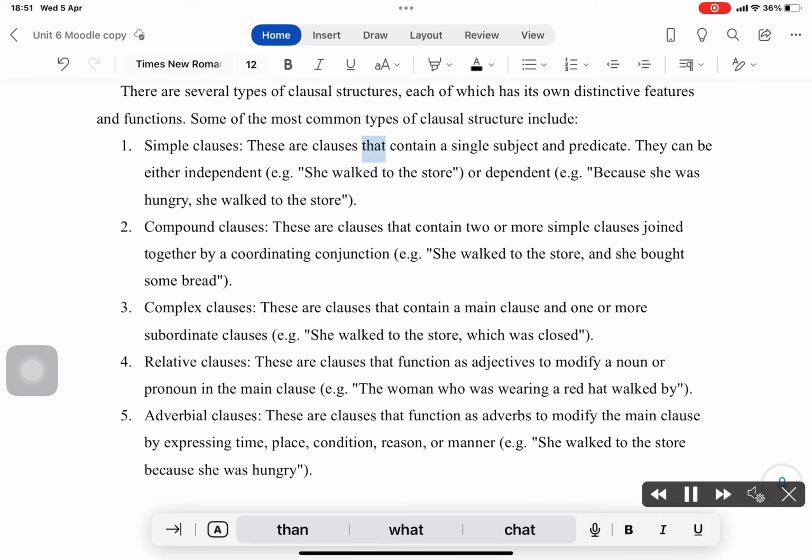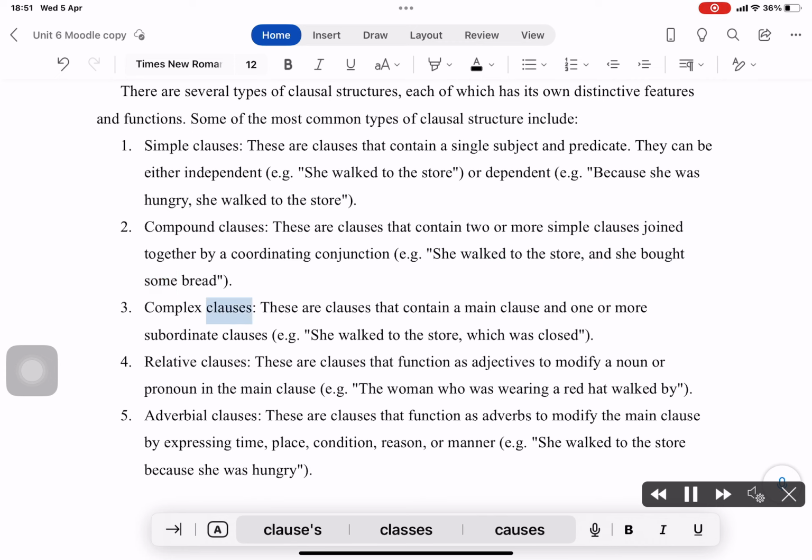These are clauses that contain a single subject and predicate. They can be either independent, e.g. she walked to the store, or dependent, e.g. because she was hungry, she walked to the store. Compound clauses. These are clauses that contain two or more simple clauses joined together by a coordinating conjunction, e.g. she walked to the store, and she bought some bread.